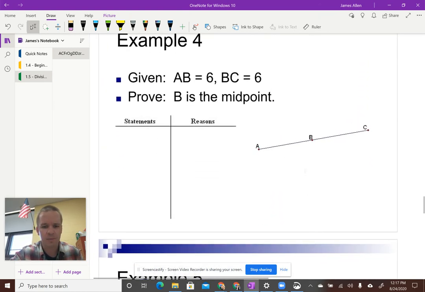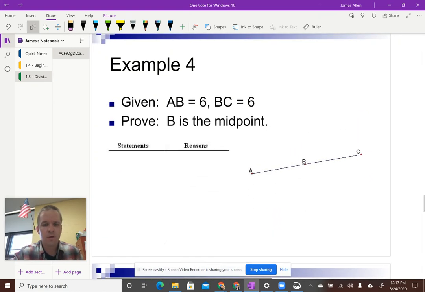All righty, example number 4. It says AB is equal to 6 and BC is equal to 6. Prove that B is the midpoint. Well, by definition, midpoint, the midpoint splits into two congruent segments. So in order to prove this, I need to prove AB is congruent to BC, and I can do so because they're equal measure. So it sounds like we already have ourselves a game plan.